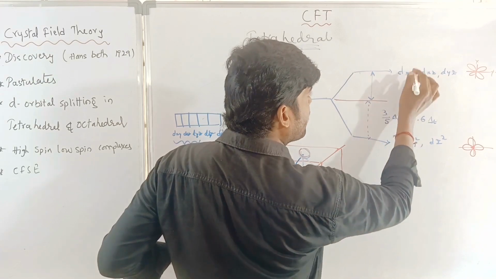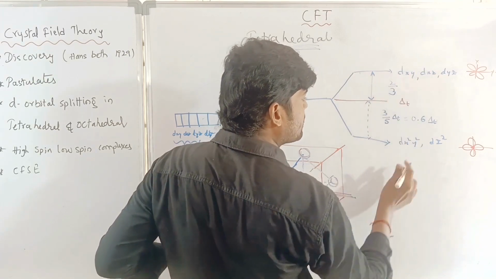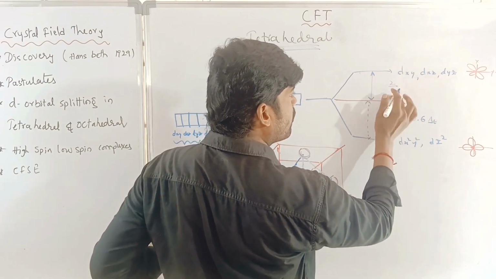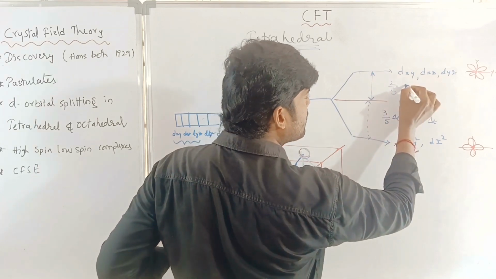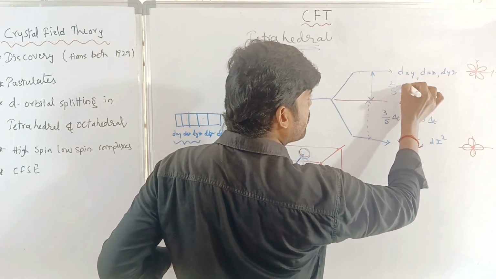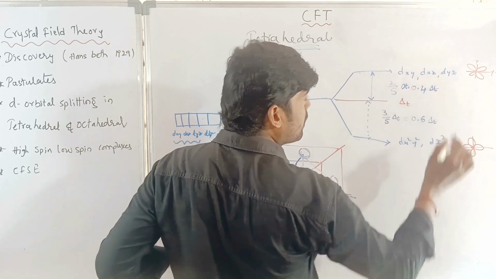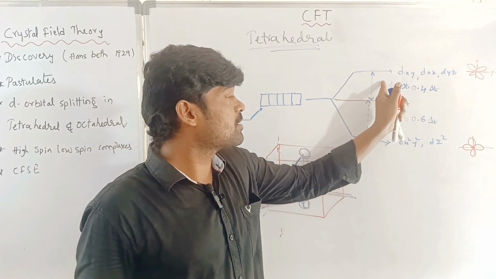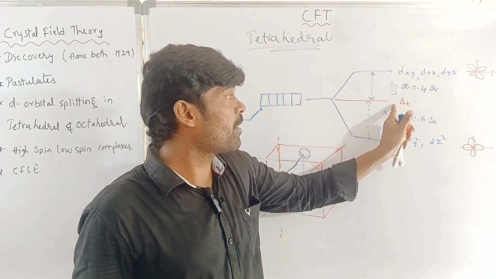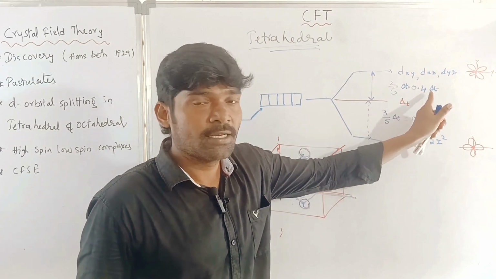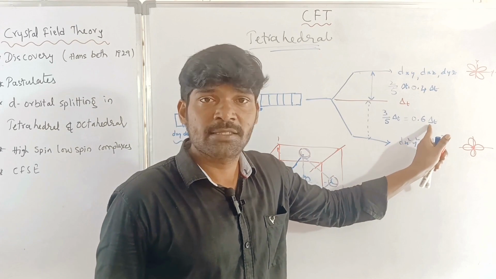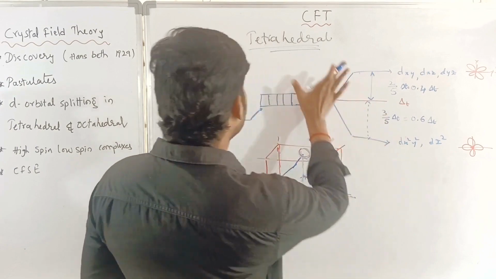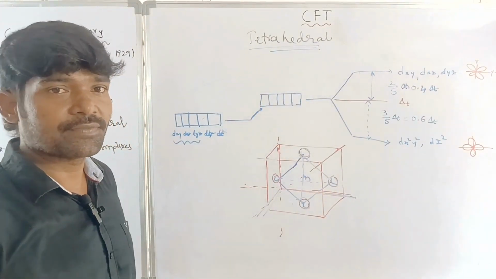Here 2 are affecting 3, so 2 by 3, just take the opposite. Here we are taking 3 by 5 because all are 5. So here 2 by 5 means 0.4 delta T. This is the splitting. This one is getting higher energy from the average energy by 0.4 delta T. This one is getting lower energy by 0.6 delta T. Fine. This is the splitting of d orbitals in tetrahedral complexes.